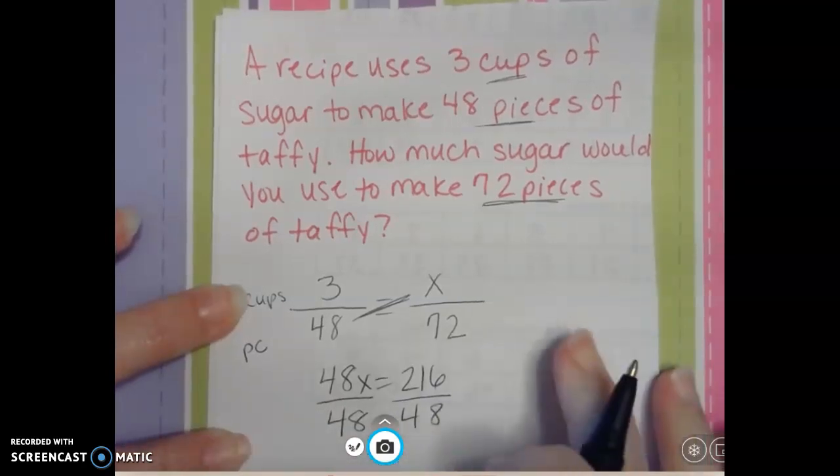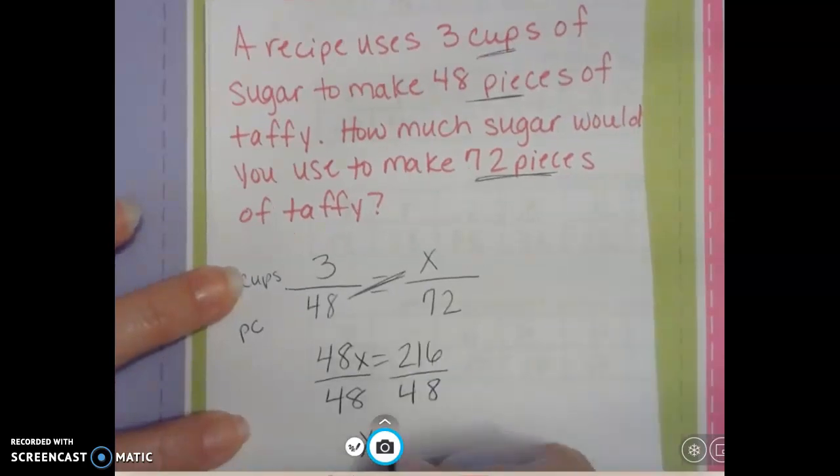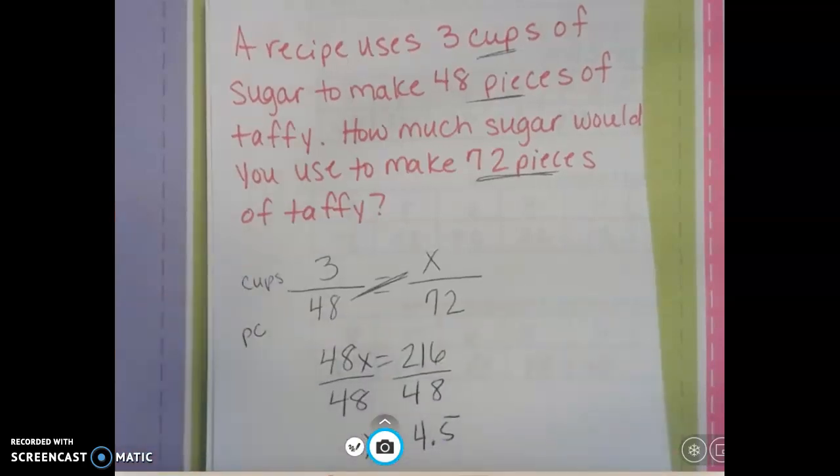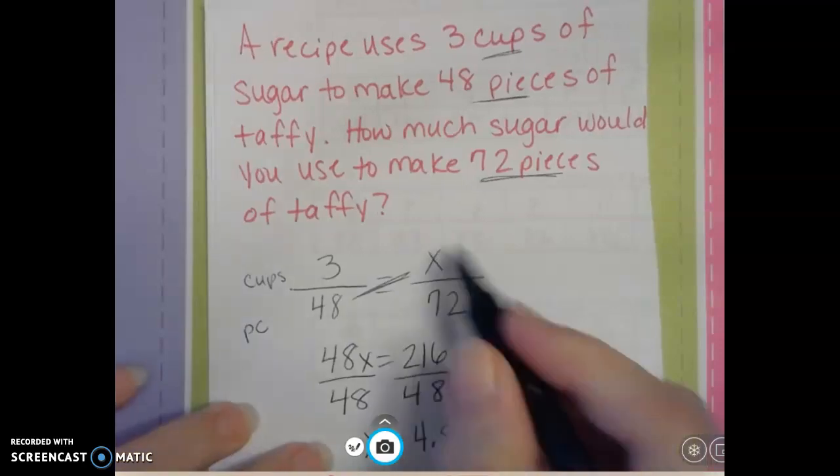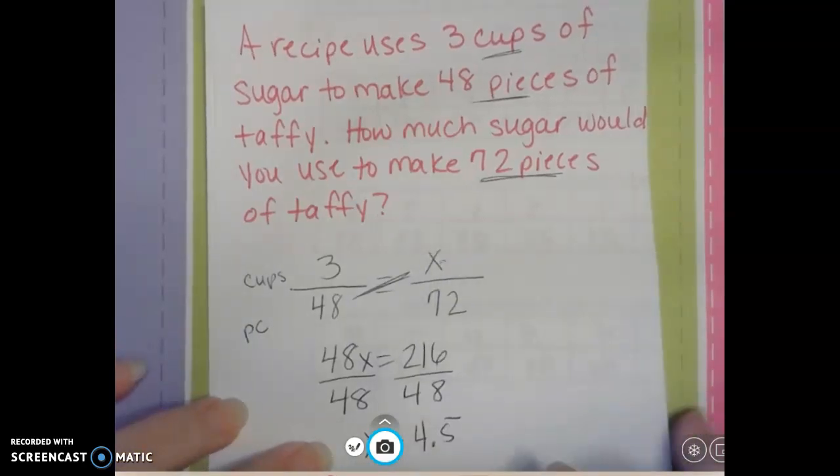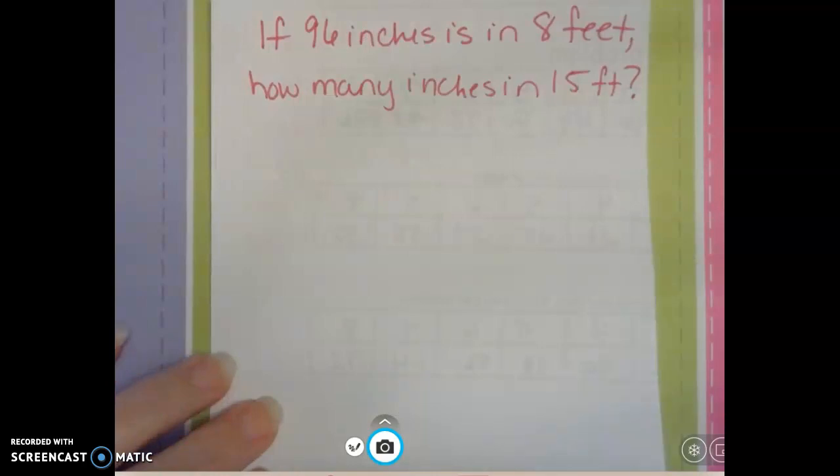Slide this up just a pinch. And x equals 4.5. So that means that we would need 4.5 cups of sugar if we wanted to make 72 pieces of candy. So this is telling us how much sugar we would need. Okay, just a couple more.